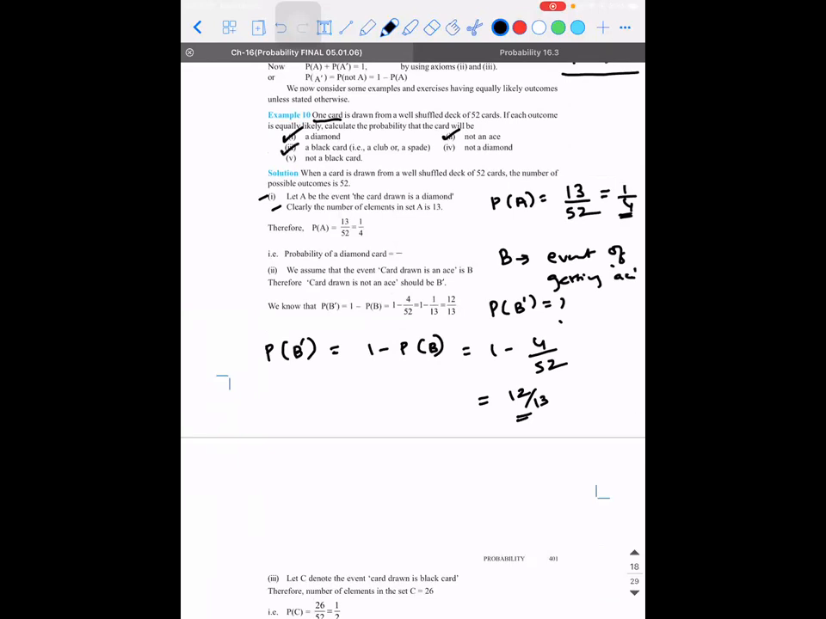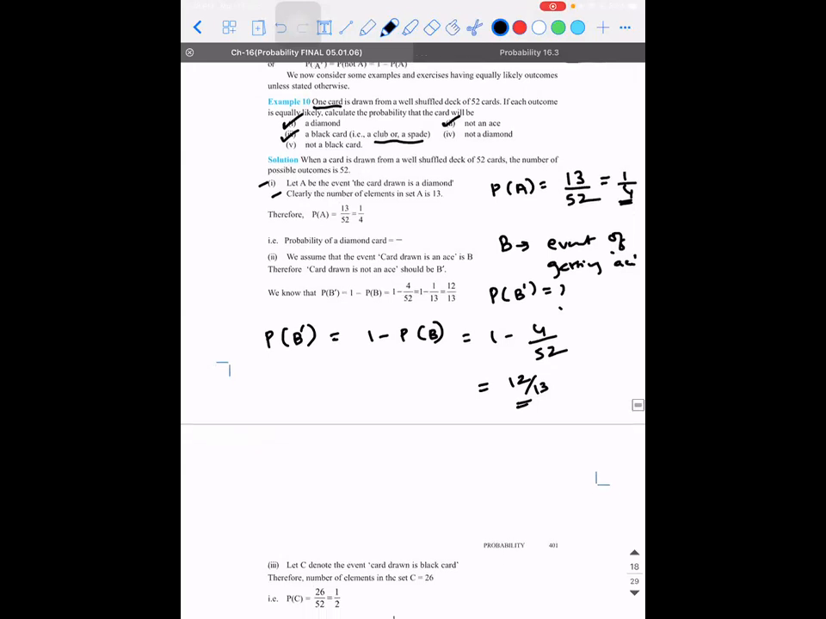Next is probability of getting a black card. That is a club or a spade. Okay, or means what operation? Union. Union, right? So the question is about, see, C is the event of getting a club. D is the event of getting a spade. I'm not using S for spade because S is mostly used only for sample space.